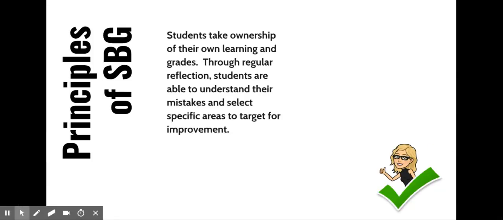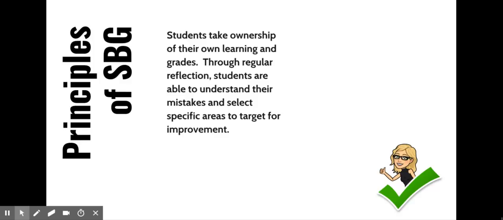Some more principles of SBG. One, the student takes ownership of their grades and their learning. Through regular reflection, students are able to understand their mistakes and select specific areas to target for improvement. So there's more student choice and more student control. And I will say, there's never a point where you can say, I can't pass this class, because if you want to and you are trying and you make the effort, even at the very end, there's always hope, there's always a chance. And you can also figure out what you want to focus on based on how you're performing.